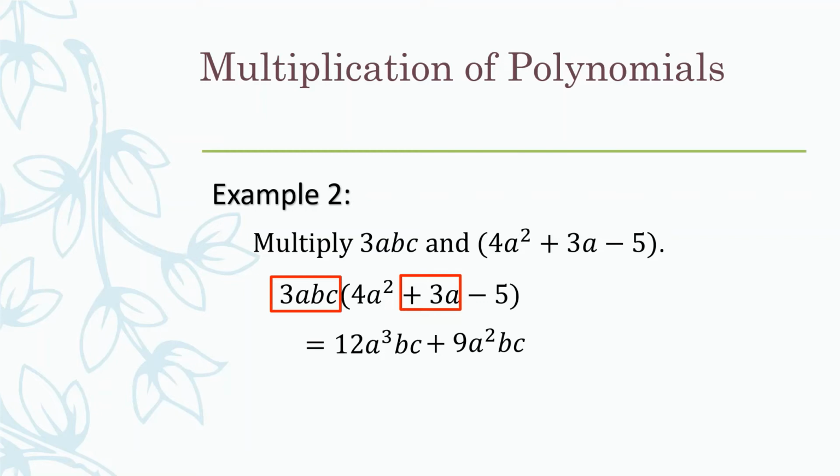Okay, ginagamit natin dito yung power rule, ha? I mean, product rule. Next, 3abc times negative 5 is just equal to negative 15abc. So, that is our final answer.